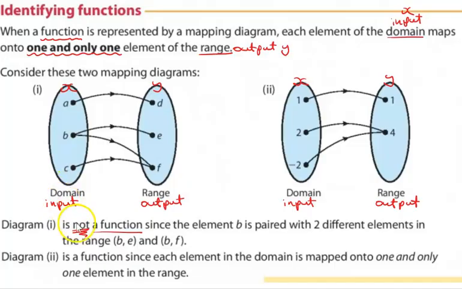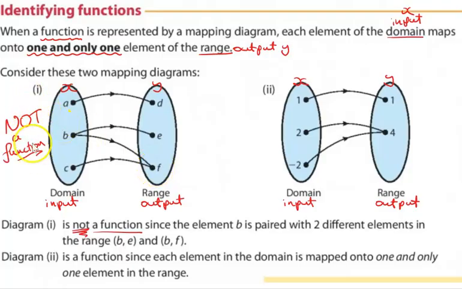Diagram 1 is not a function. So this diagram here is not a function. Now it's not because of the letters. That doesn't matter. It can be letters or numbers. But it's not a function since the element b is paired with two different elements in the range. So we've got b comma e, so b maps to e, and b comma f, b maps to f.